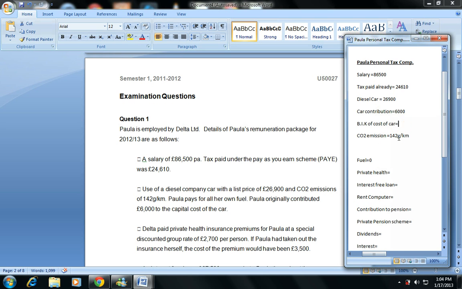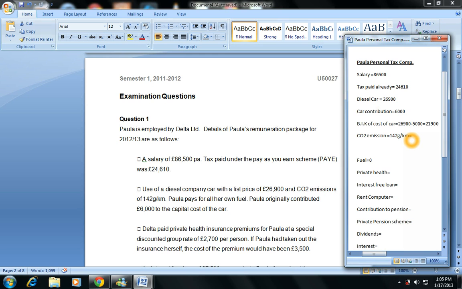What the law says is that the maximum amount of contribution you can make towards a car is 5,000. So to calculate the benefit in kind, we put the actual cost of the car, which is 26,900, minus not the 6,000 actual contribution made but the maximum, 5,000, so we get 21,900.